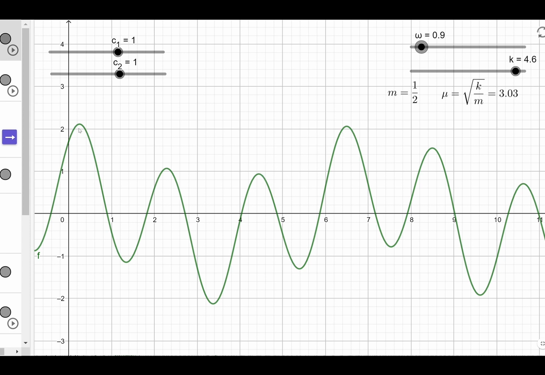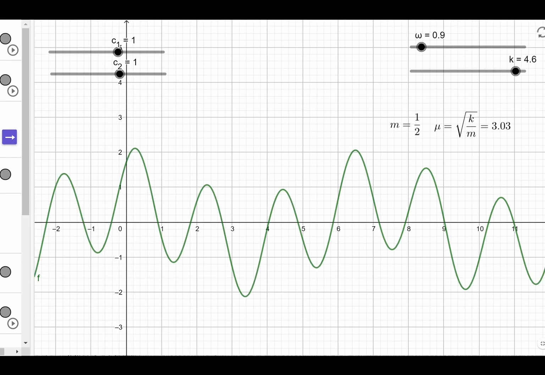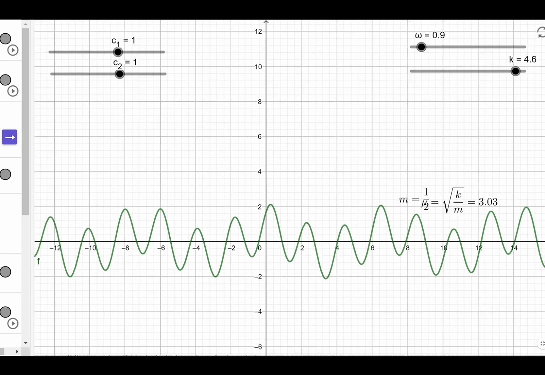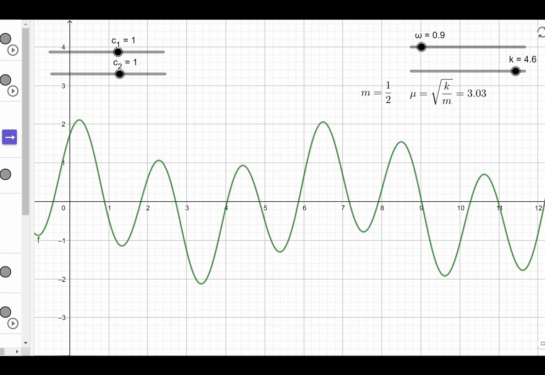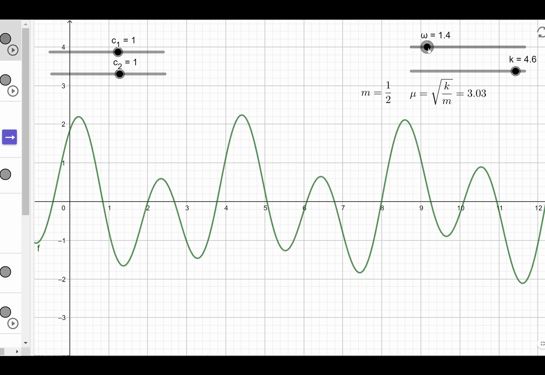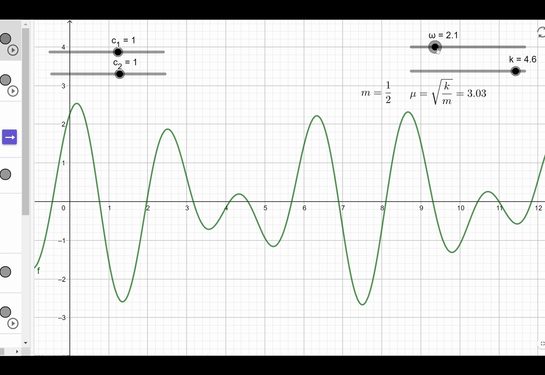You can sort of see it's like an oscillation stacked on top of an oscillation, and in fact, that's exactly what it is. Let's zoom out a little bit so we can really see that. So it sort of looks like it's just wobbling, right? You've got this very low frequency oscillation, 0.9 is omega, and then on top of that, you've got the spring bouncing up and down. Okay, so let's see what happens as we increase the frequency of the forcing term.